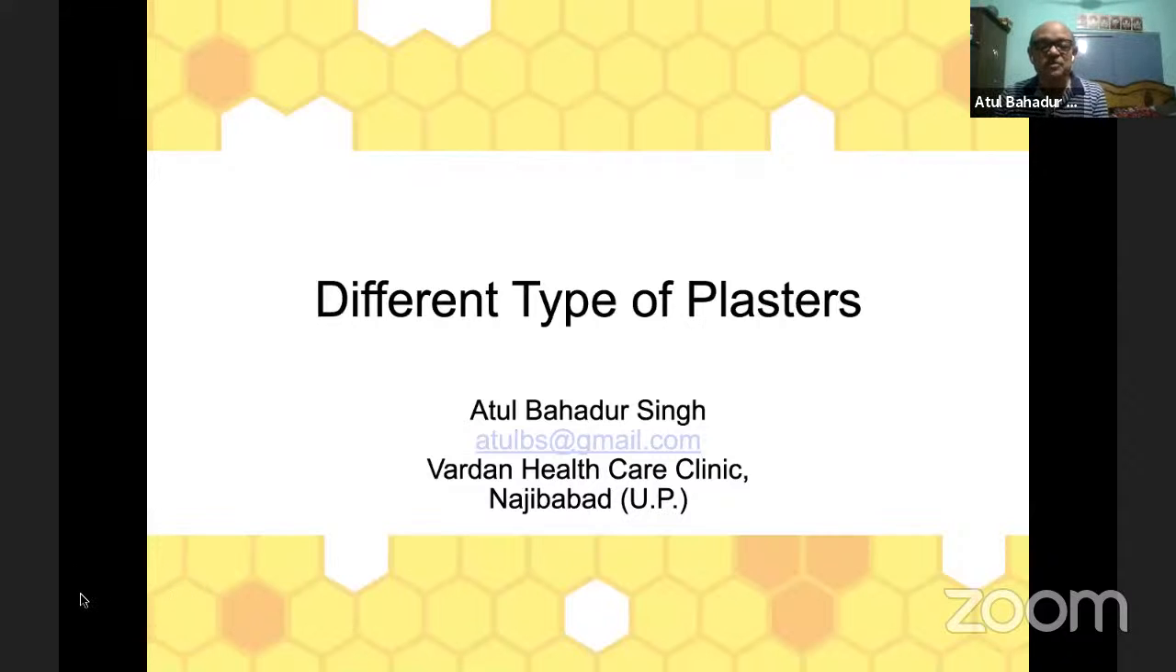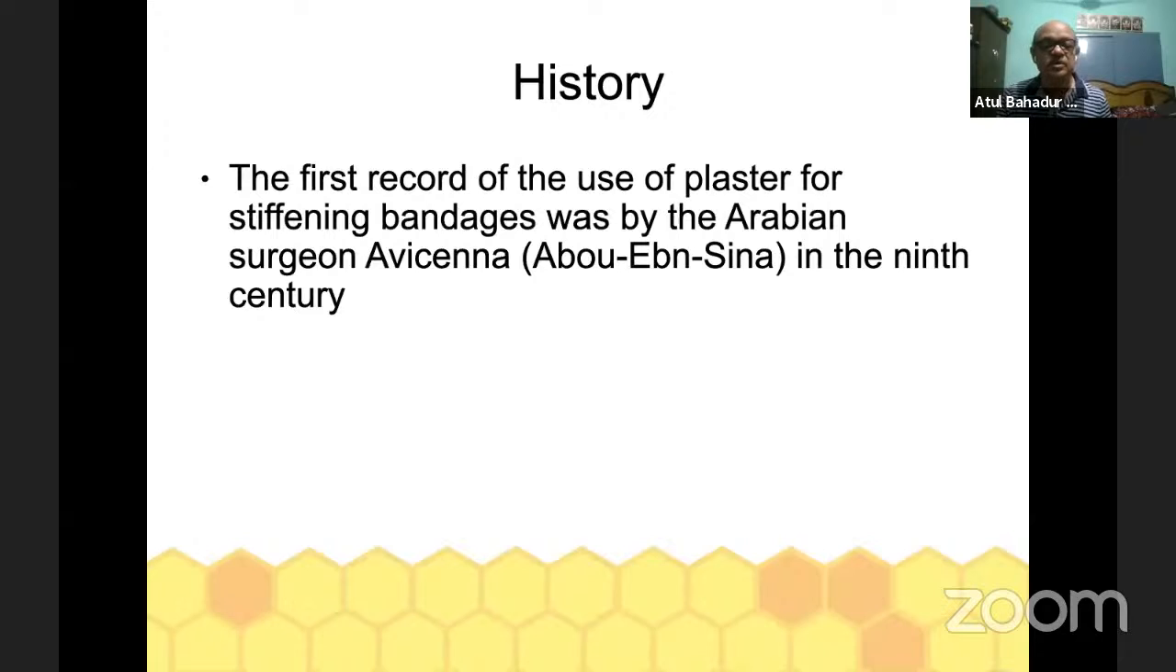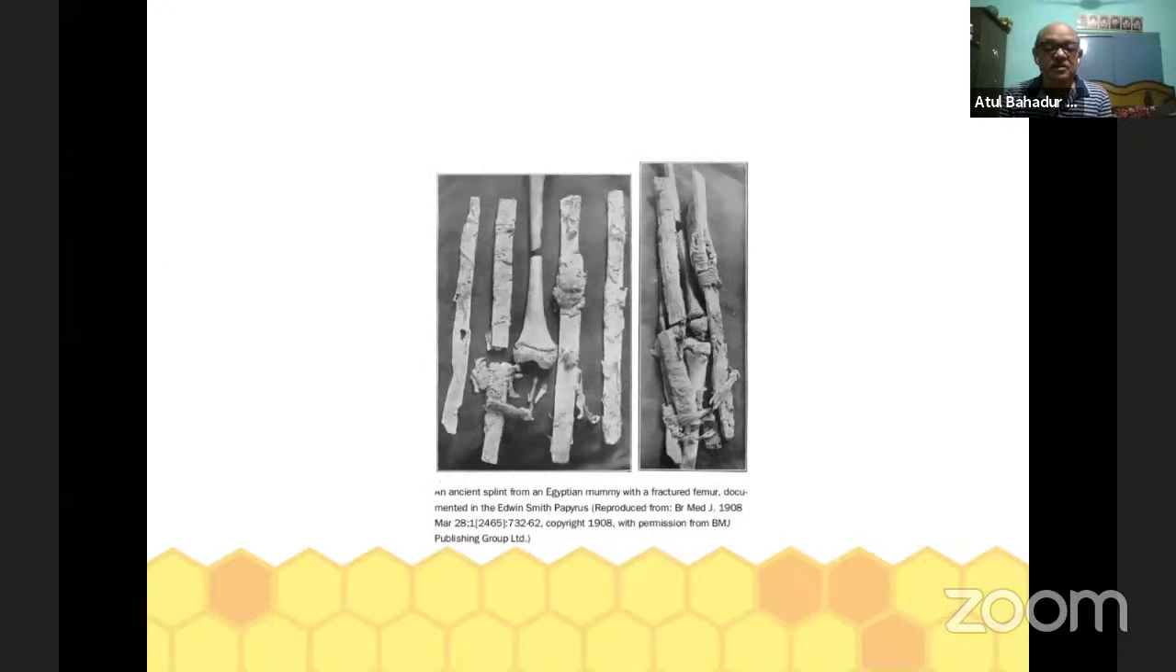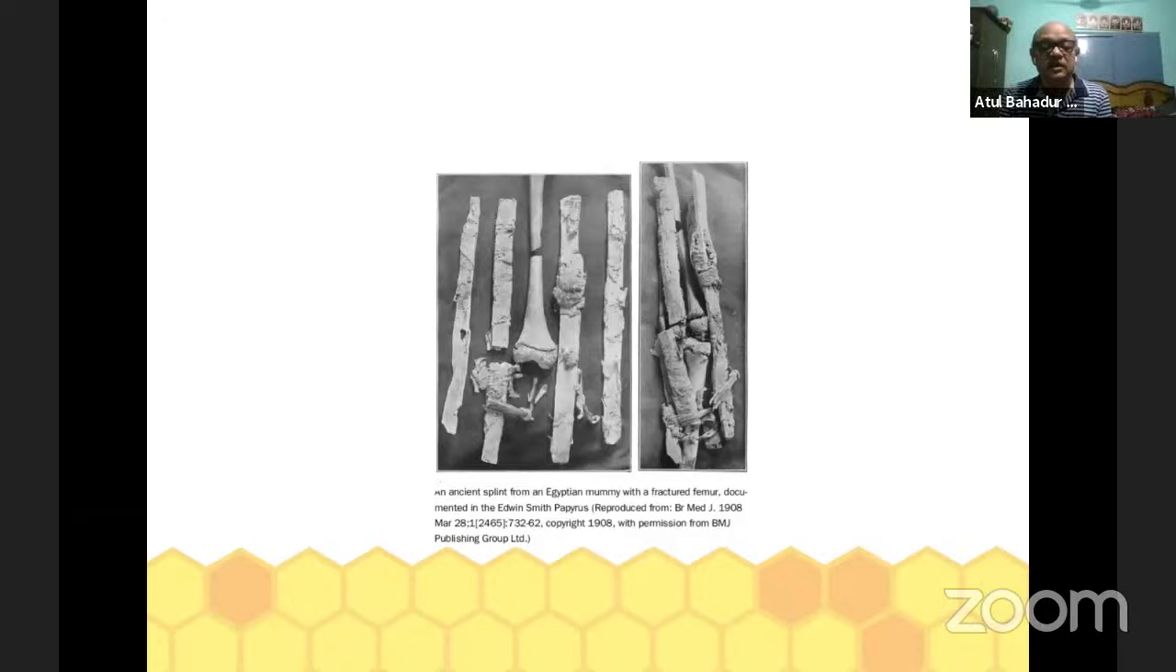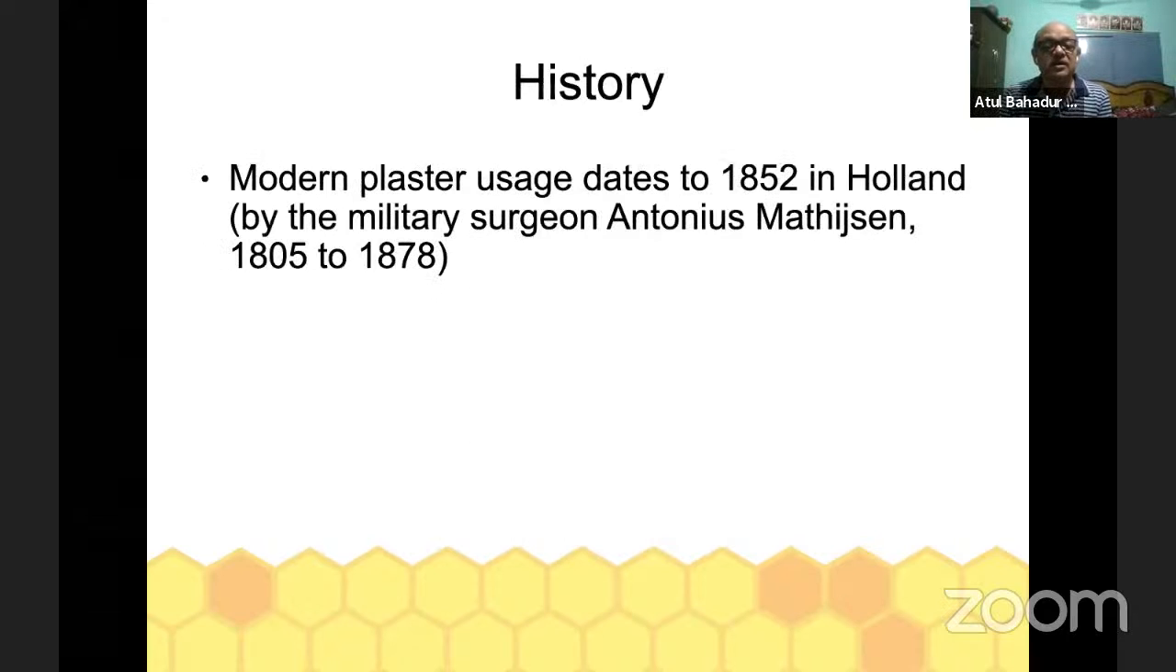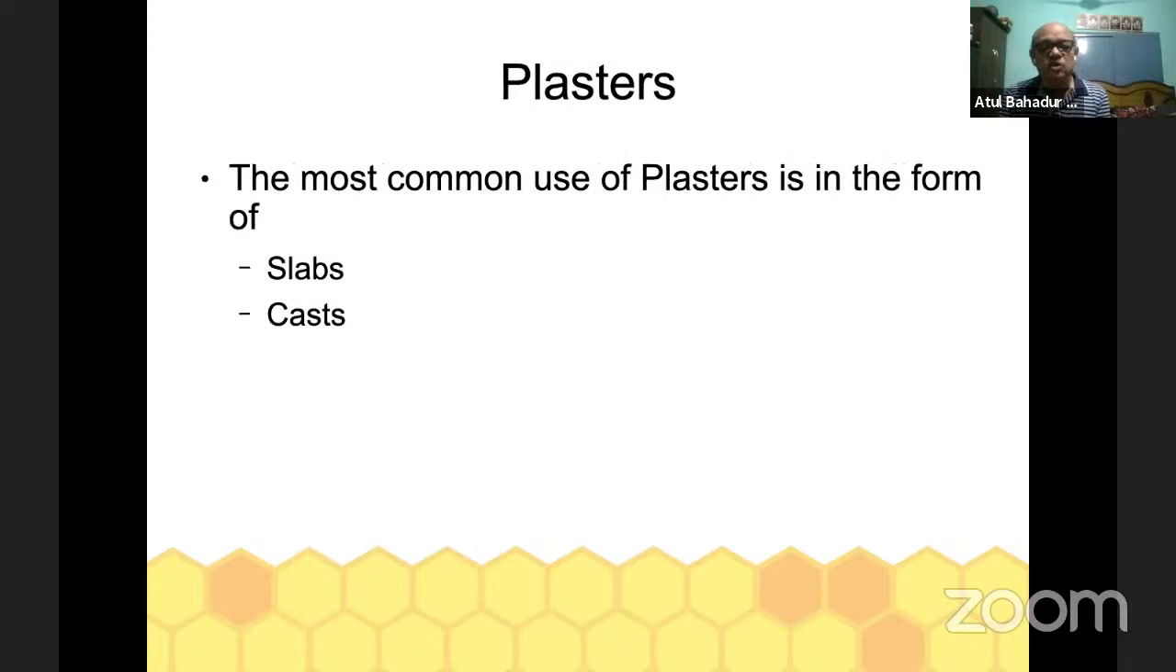I'm talking on different types of plasters. Most of the plasters have already been discussed, but we need to go further, and a little history into this. The first recorded history of plaster stiffening was done by the Arabian surgeon Abu Ali Sina in the 9th century. This is a collection from the Egyptian mummies to show how a fracture femur was treated by some sort of a plaster. Next, the modern usage comes, as discussed earlier, by Antonius Mathijsen. Next, the plasters commonly used are in the forms of slabs and casts.